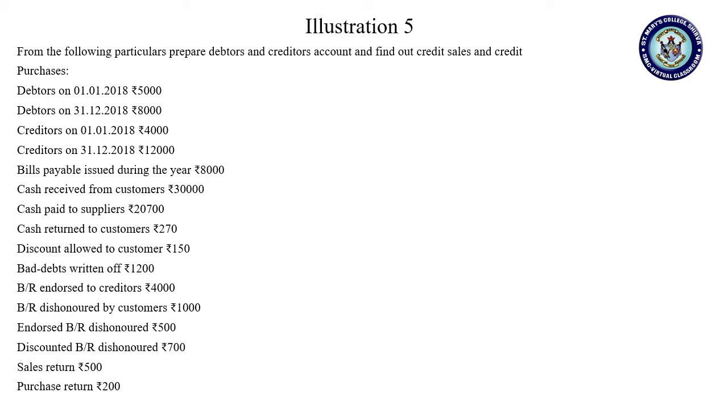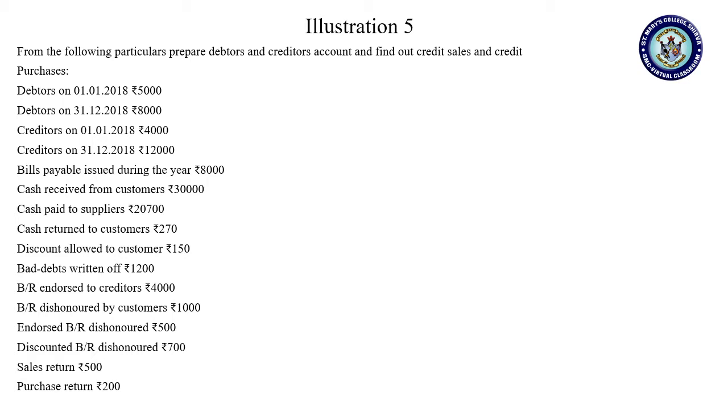Okay, so this is the problem. First we'll discuss the problem, then we'll solve the problem. Now, they asked you to prepare the debtors and creditor account. Then they asked you to find out the credit sale and credit purchase account. So credit sale is ascertained by preparing debtors account. Credit purchase is ascertained by preparing creditors account. The same logic.